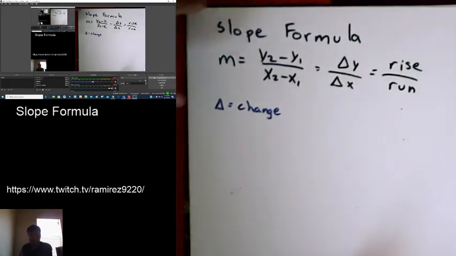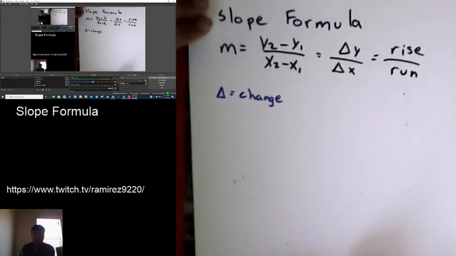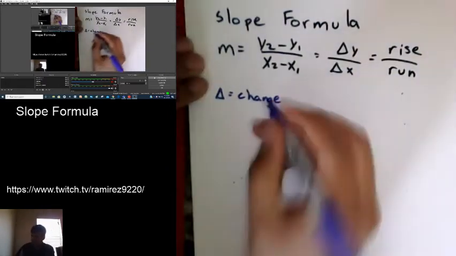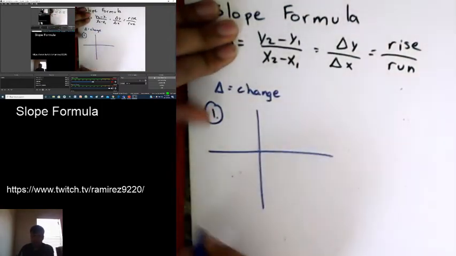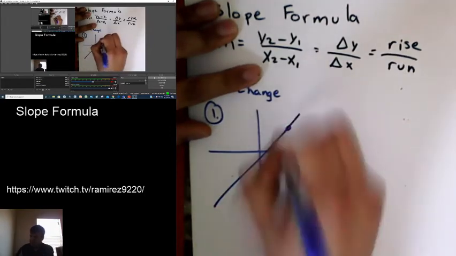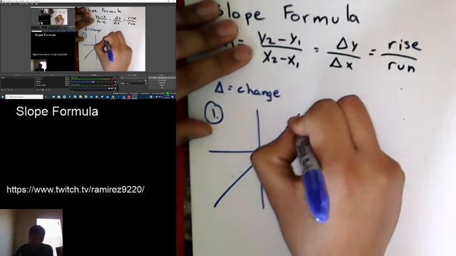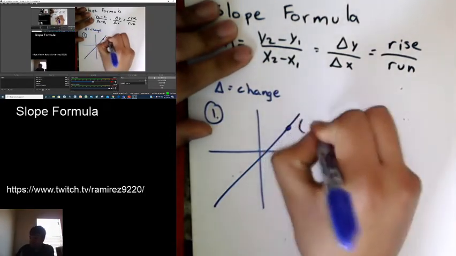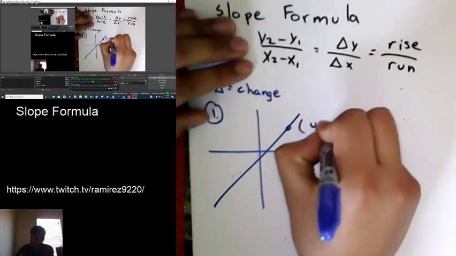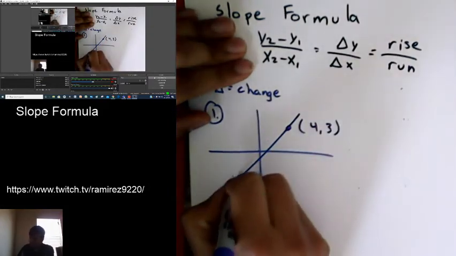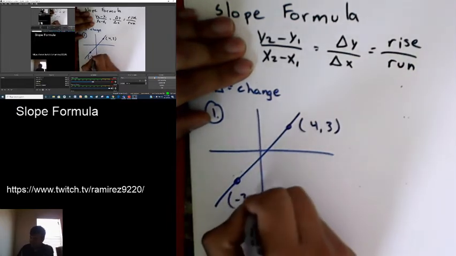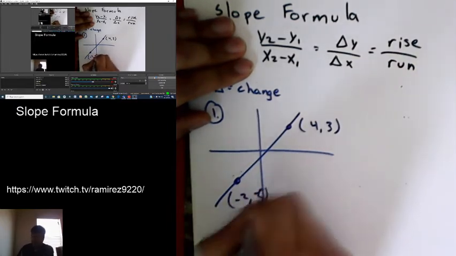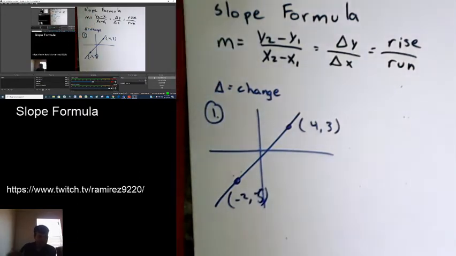So there will be times when they will give you 2 points, right? They'll say, hey, we have a line here, and we have a point here whose coordinates are, I don't know, 4, 3. And we have a point over here whose coordinates are -2 and -5. What is the slope between those 2 points? What is the slope of the line?